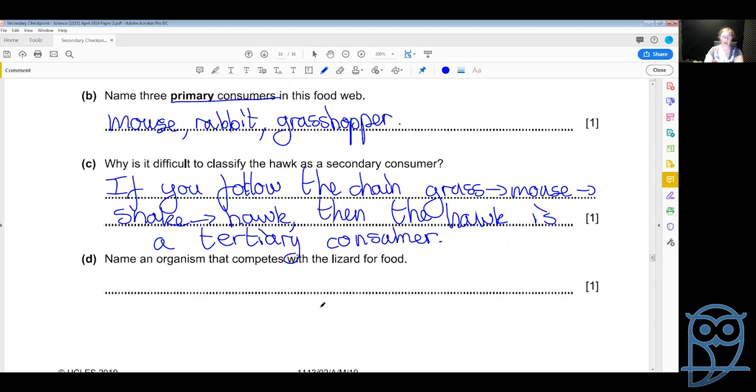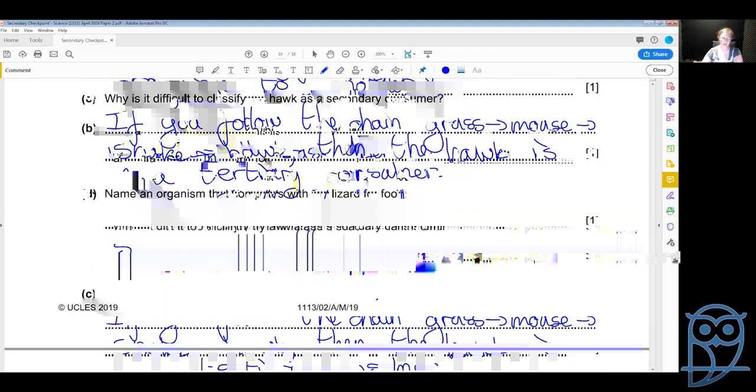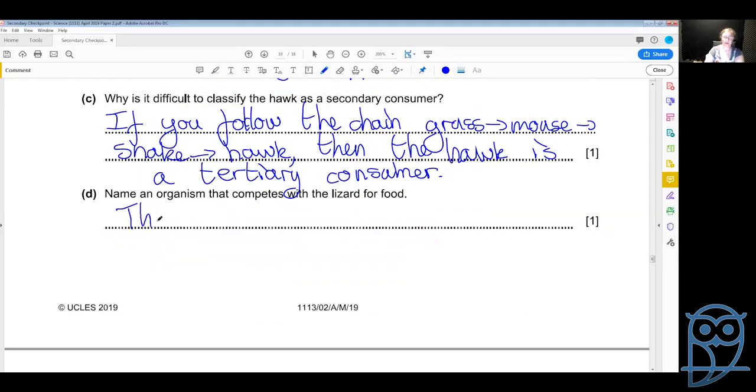Okay. Name an organism that competes with the lizard for food. So if we go over here, our lizard eats the grasshoppers. So what other animals eat the grasshoppers? That would be over here, the hawk. So that's what competes with the lizard, is the hawk.